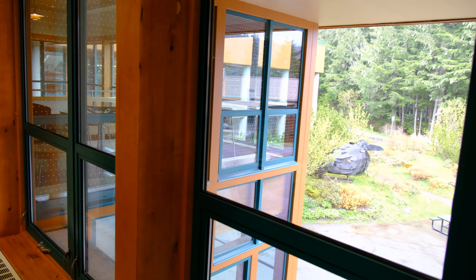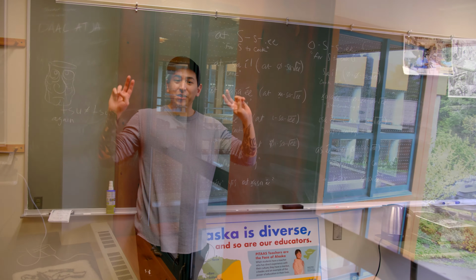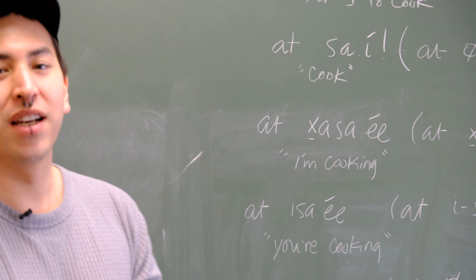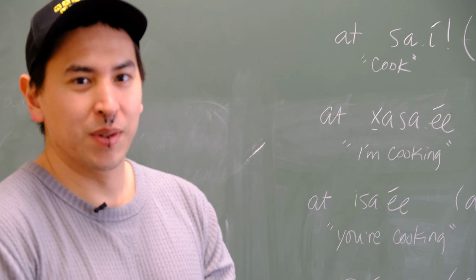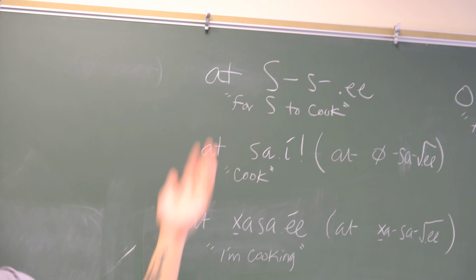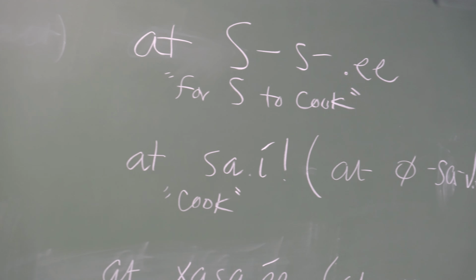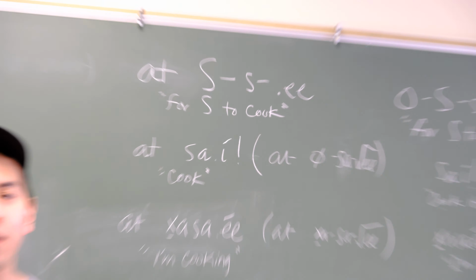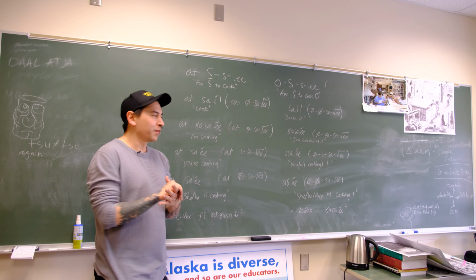Okay, here we are in what we sometimes call the language lab at UAS, and we're going to talk about a couple of verbs here. There are two different, very similar versions of the verb to cook, and we're going to talk about how to conjugate them and what the differences are.